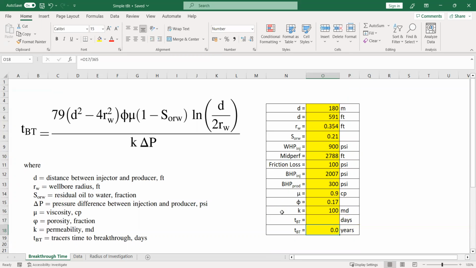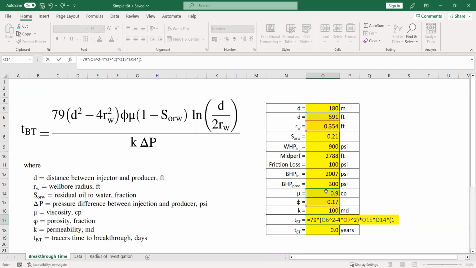And now maybe I can start from 0. Just calculate it: 79 multiplied by D squared, and then minus 4 times RW squared, close, and then multiplied by porosity, multiplied by viscosity, multiplied by 1 minus residual saturation, multiplied by natural logarithm, ln of D in feet divided by 2 times RW. Okay, maybe it's like this, and then close again.